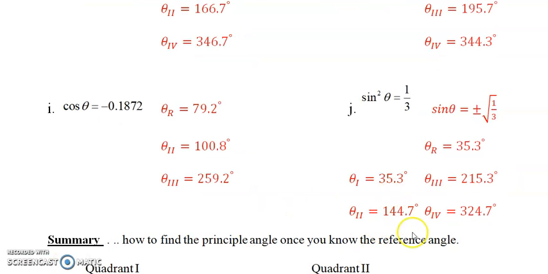Alright, I just had to fix that little typo there. Remember, when we take the square root, that will leave plus or minus. So that means that we're dealing with all quadrants for an answer. So we'll start by that. So your reference angle ends up being 35.3.